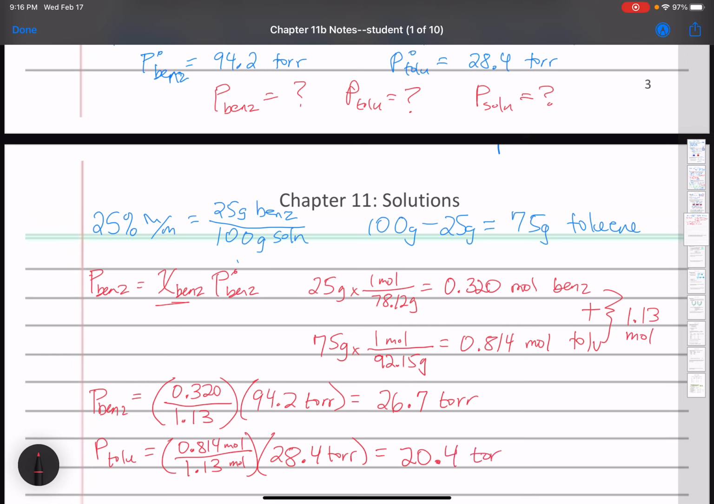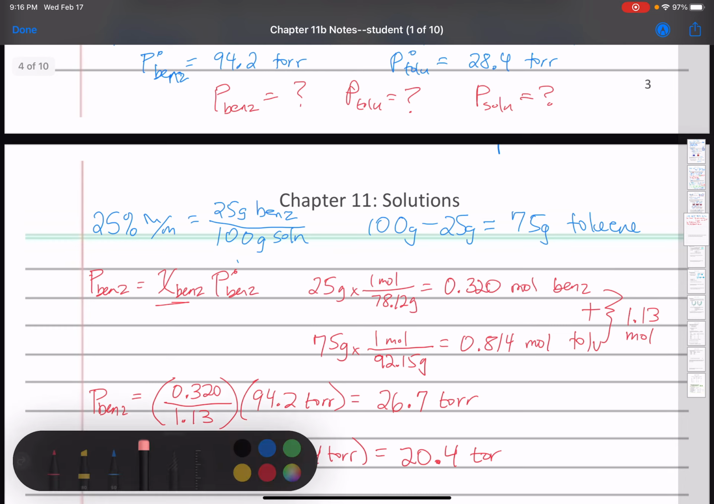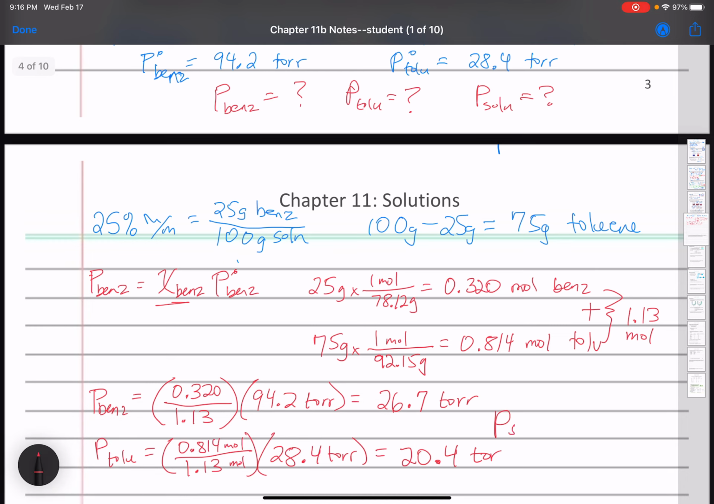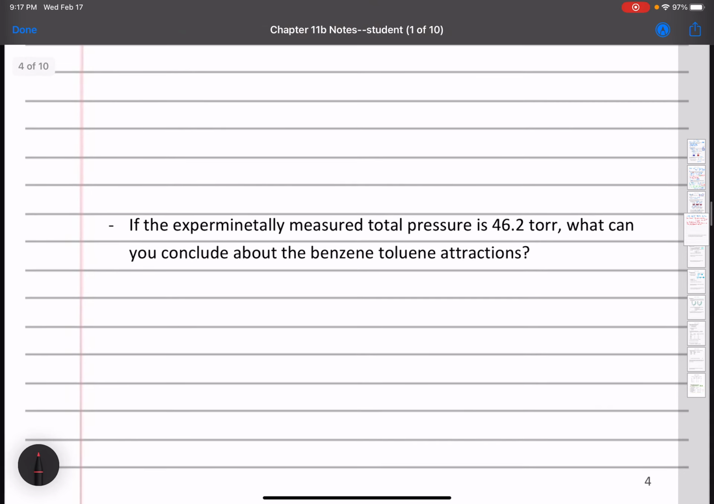and the total pressure, or I should say the pressure of the solution, is just the sum of those two. And that is 47.1 torr. So those were the three things that it asked us to solve for: the pressure of benzene, the pressure of toluene, and the pressure of the complete solution. So now there's a follow-up question. Oh, I gave us lots of room to do that, and I didn't use it all.